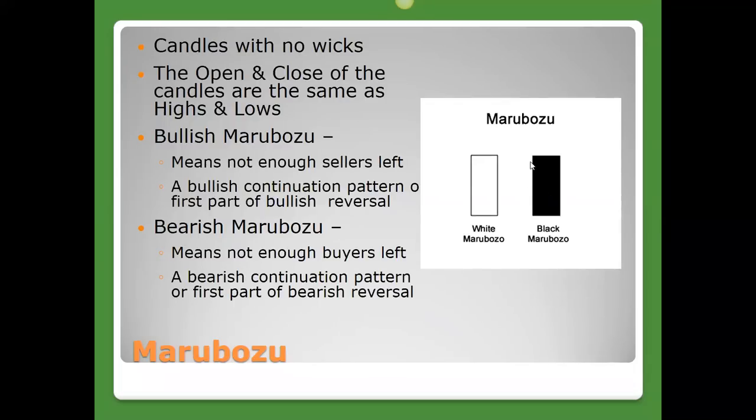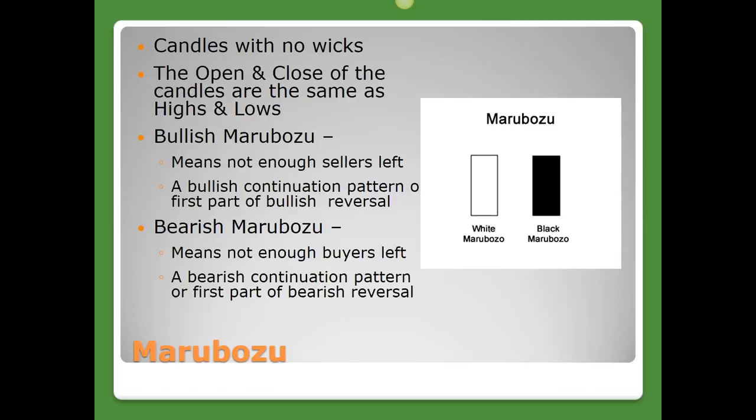This shows that there were no buyers in the market. The sellers were in control the entire time the candle was being formed. So this is a very strong continuation pattern. We would expect the price to then drop from here. So anytime you see these Marubozu set up at key support and resistance areas, you know that we may see the price continuation.